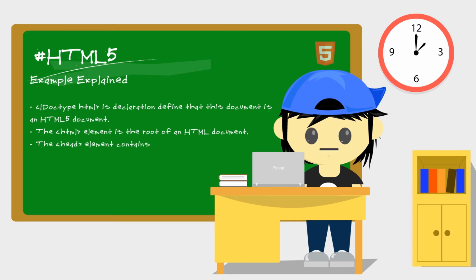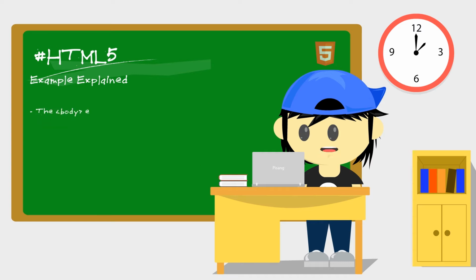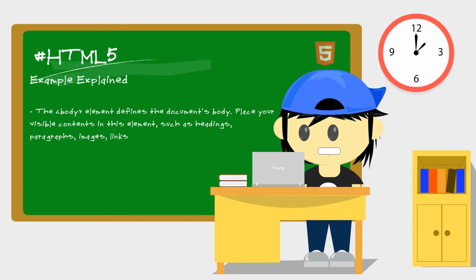The head element contains some meta information of your HTML document. As the name suggests, the title element is the title of your HTML document. The body element defines the document's body. Place your visible content in this element, such as headings, paragraphs, images, links, tables, etc. The H1 element defines a heading, and the P element is a paragraph.